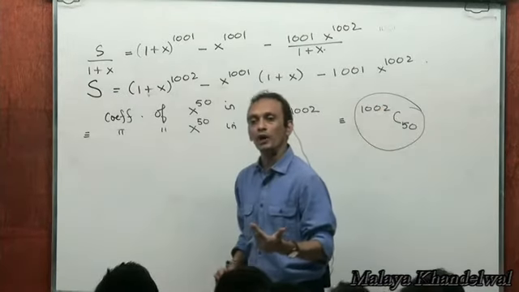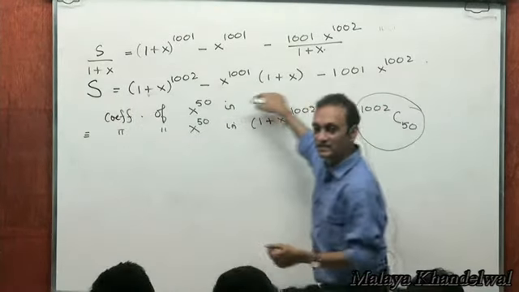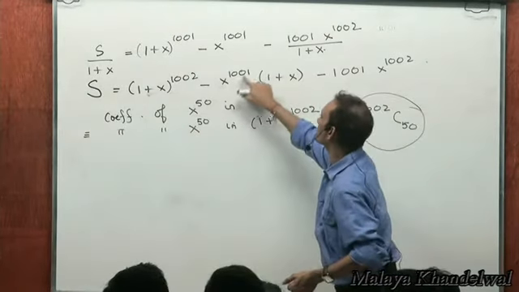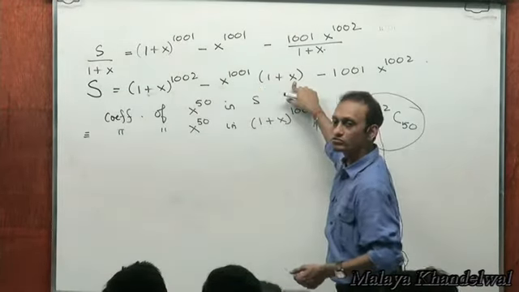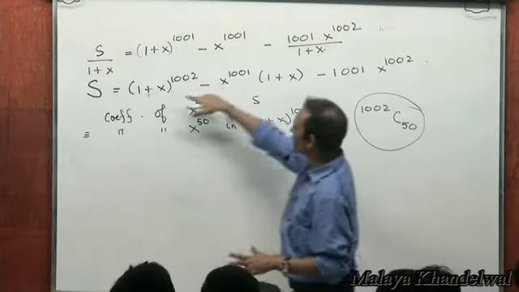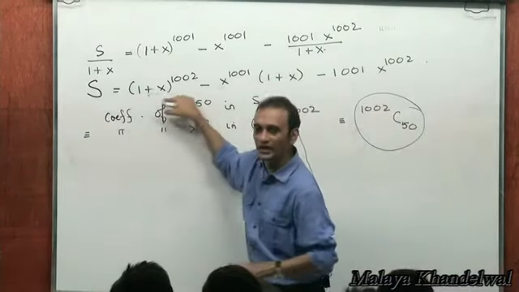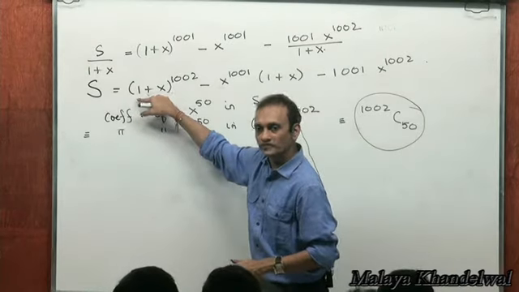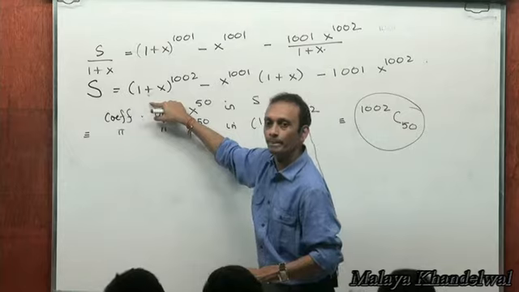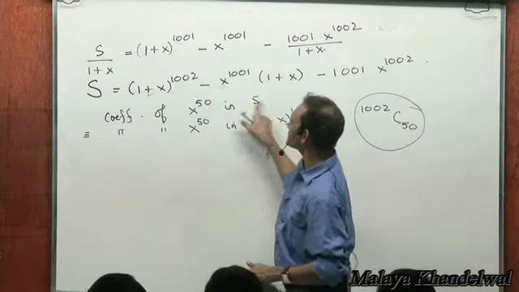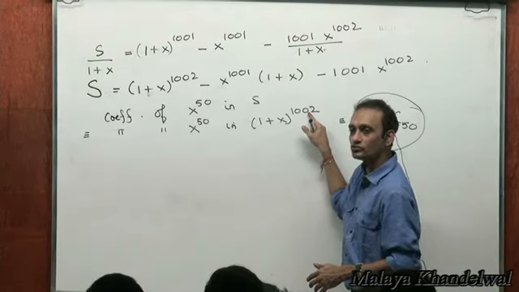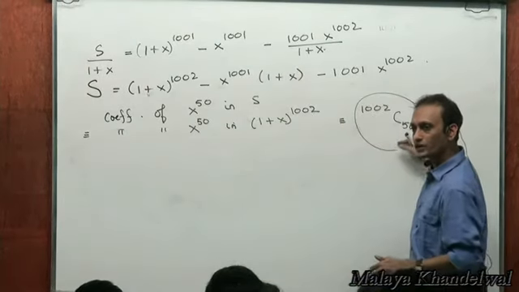What is the problem? In the problem we are seeking coefficient of x power 50 in s. Is there any x power 50 appearing here? This is x power 1001 into 1, x power 1002. Is there any x power 50 appearing here? So that means x power 50 in the whole thing will appear only here, isn't it? So coefficient of x power 50 in the whole thing is actually coefficient of x power 50 in this only, and coefficient of x power 50 in s is actually coefficient of x power 50 in 1 plus x to the power 1002, which would be 1002 c 50.